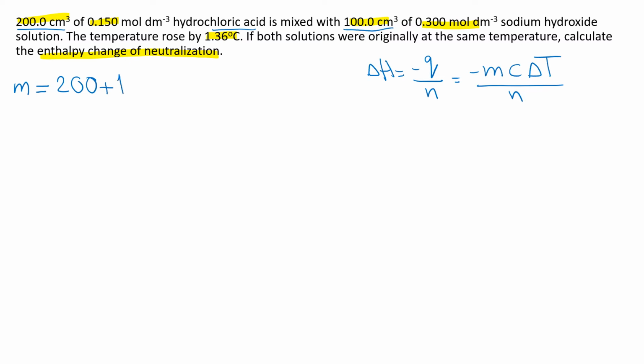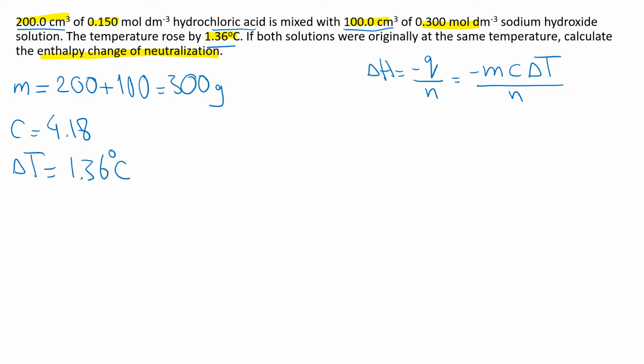One of you will tell me how come you're using volume when you're calculating mass. We agreed before that it is a valid assumption because density is equal to 1. So we have here 300 cubic centimeter or 300 grams. What is c? c for water is 4.18. What is delta T? Delta T is given here. It is 1.36 degree Celsius. Then we have here the number of moles. What is the number of moles?